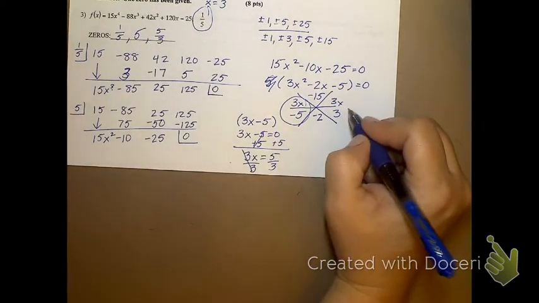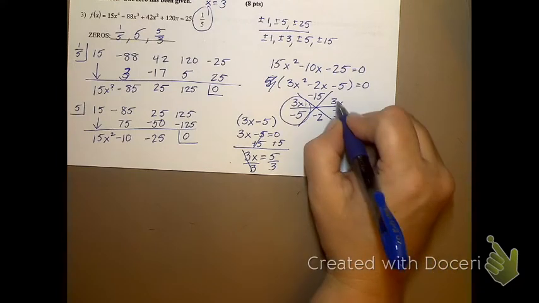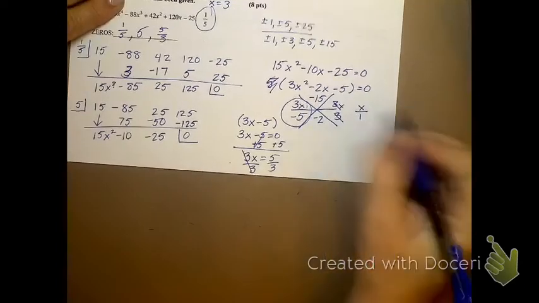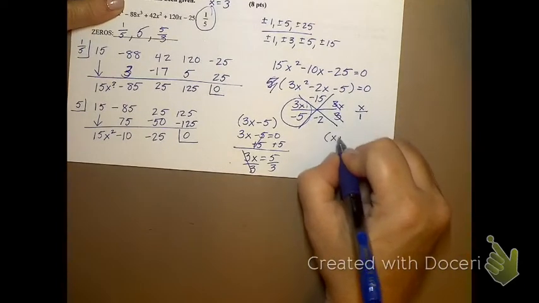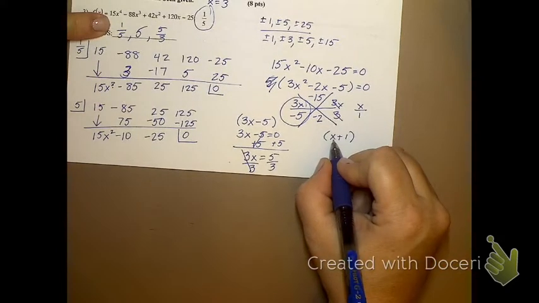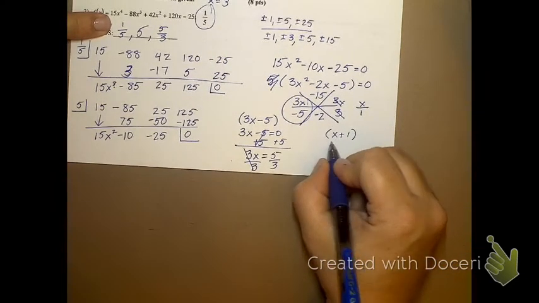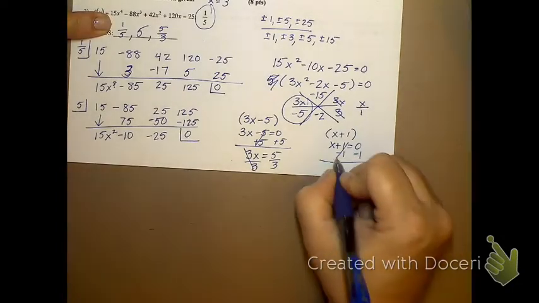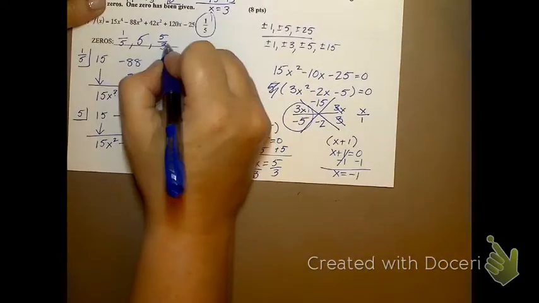What about 3x over 3? Does that reduce to x over 1? So I have x plus 1. Yeah? X plus 1 equals 0. I'm going to subtract 1. X equals negative 1. That's my other answer.